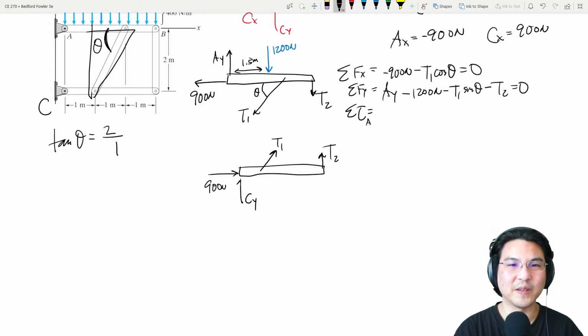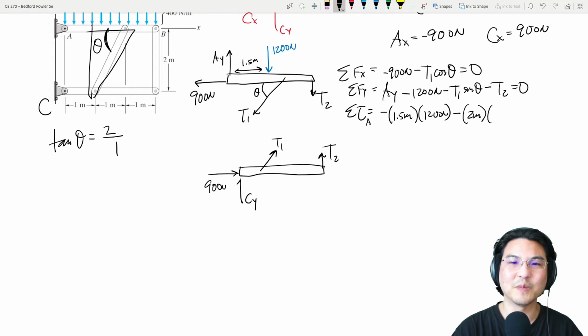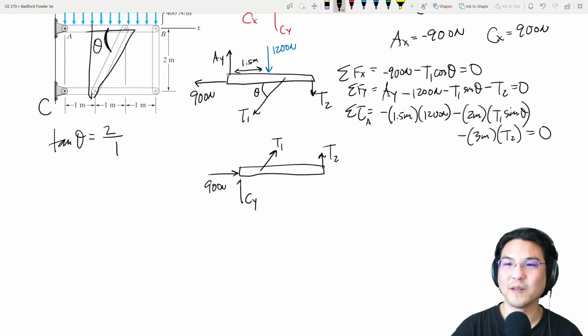Okay, so here to here is 1.5, so minus 1.5 times 1200 newtons. And then here to here is 2 meters, right? So minus 2 meters times only this component, so T1 sine theta, and then here to here is 3 meters, minus 3 meters times T2. Okay, what do we have here? Let me point out the unknowns over here. Okay, so we should start here.